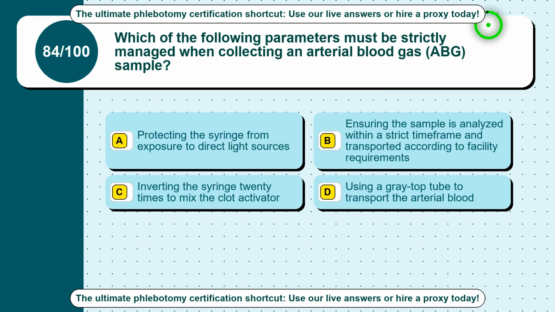Question 84. Which of the following parameters must be strictly managed when collecting an arterial blood gas (ABG) sample? Option A, protecting the syringe from exposure to direct light sources. Option B, ensuring the sample is analyzed within a strict time frame and transported according to facility requirements.